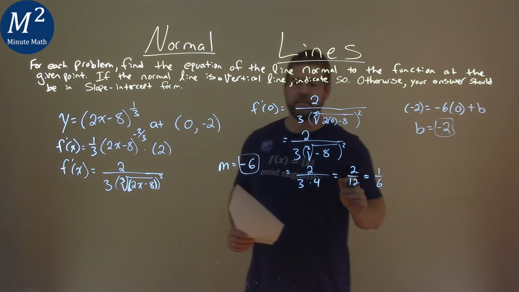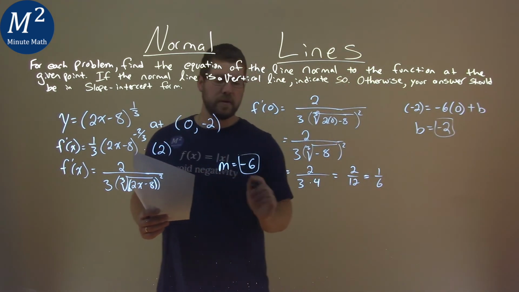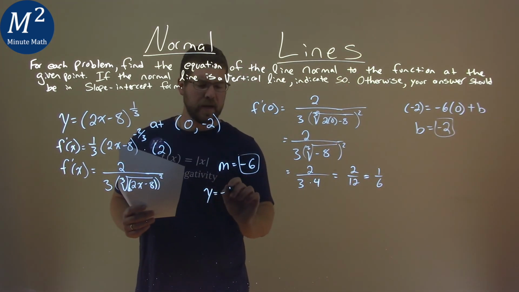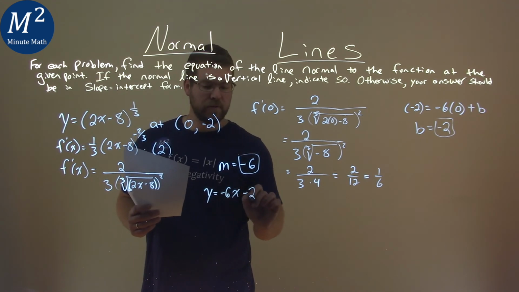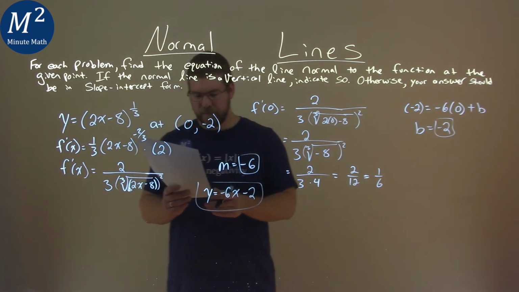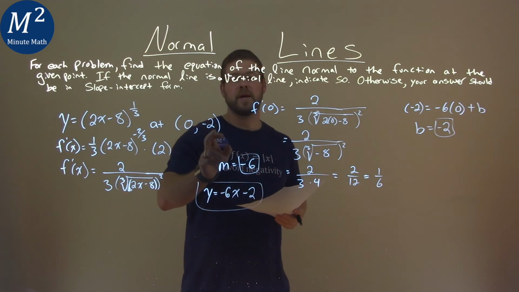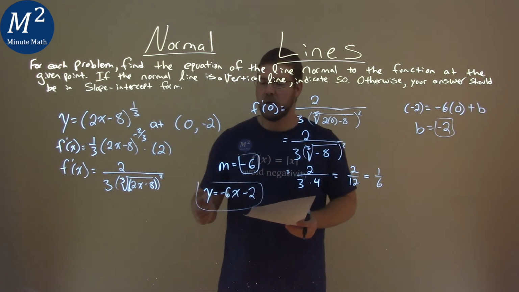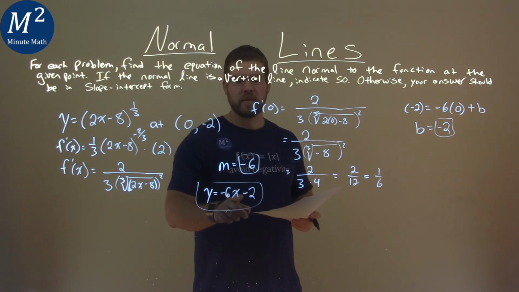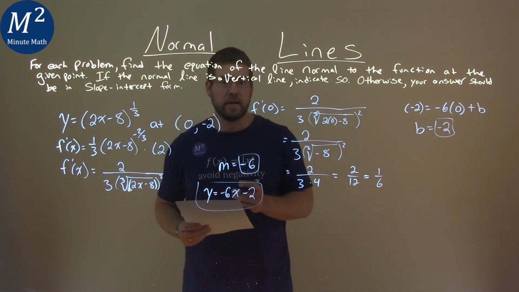Pretty easy. We combine these two pieces of information here, and we have y equals negative 6x minus 2. And that right there is the equation of the line normal to the function at (0, -2). And again, for repetition, y equals negative 6x minus 2 is our final answer.